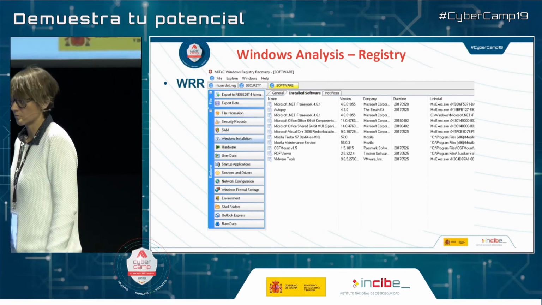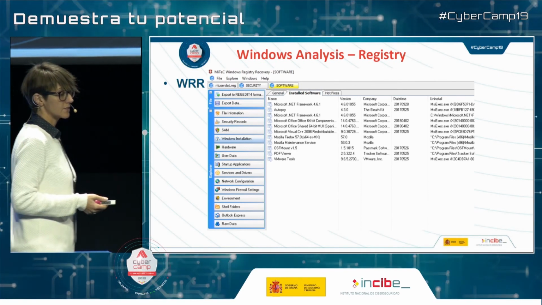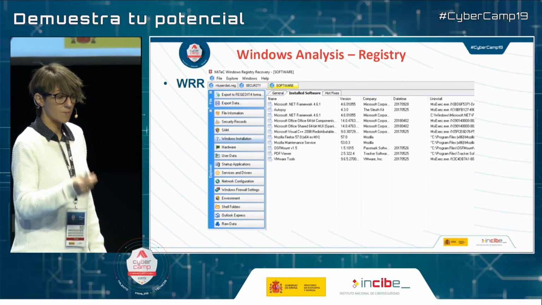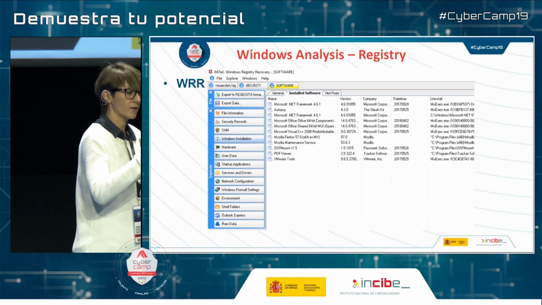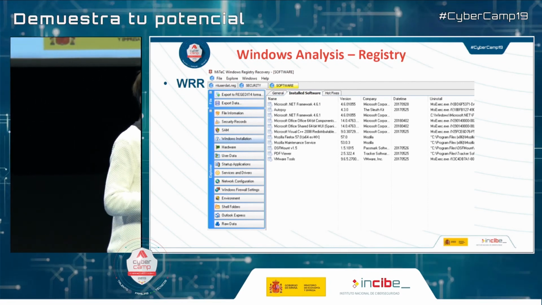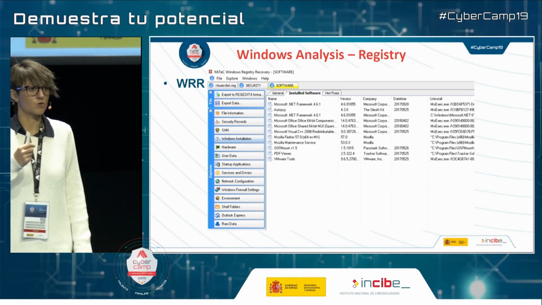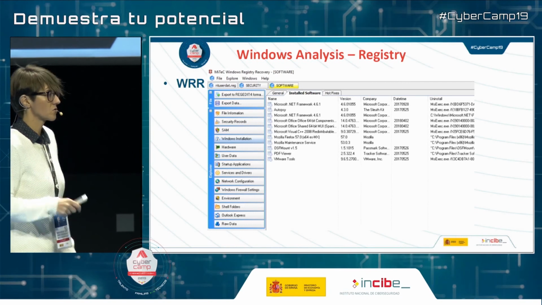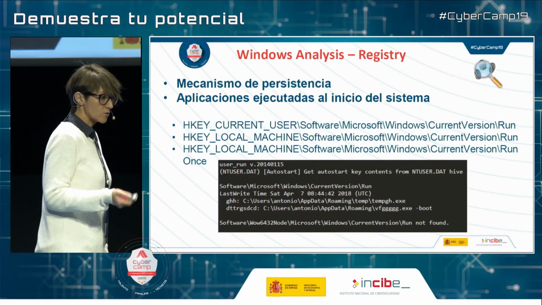Another application which is very visual, very easy to use, is Windows Registry Recovery, where we can also open these hive files, and with a very visual menu here on the left we can see the information on the network, the applications that have been installed, the users. So this is a very visual and fast way of analyzing the registry.